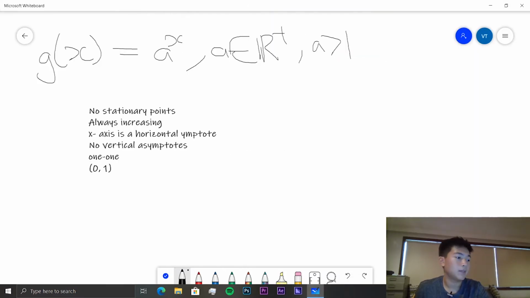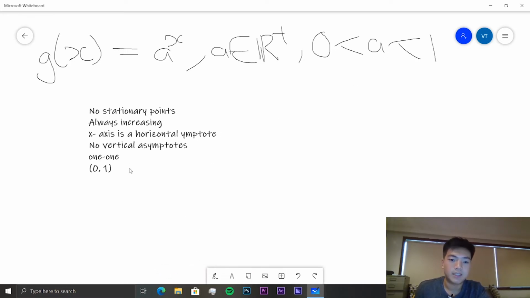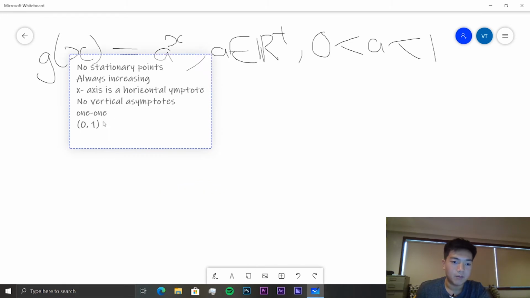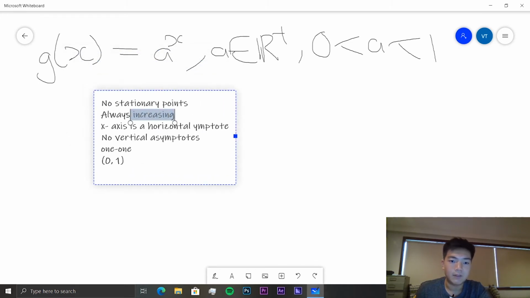Now, those are exponential growth functions, but we also have exponential decay functions, where we still have a to the power of x, but this time a needs to be between 0 and 1. This means that as x increases, the value of y actually decreases. So we still have no stationary points, but these functions are always decreasing. The x-axis is still a horizontal asymptote, no vertical asymptotes, one-to-one, and they always pass through (0, 1) again, but a lower value of a decreases faster.